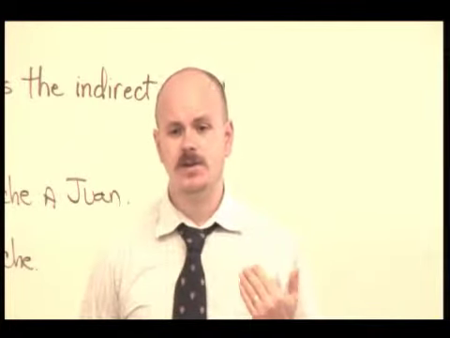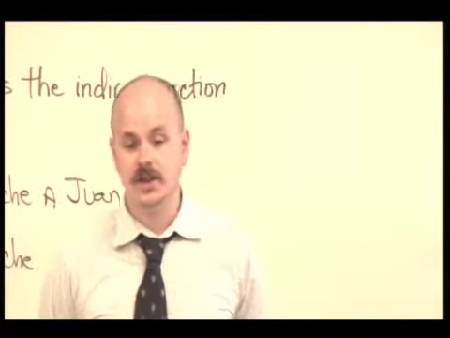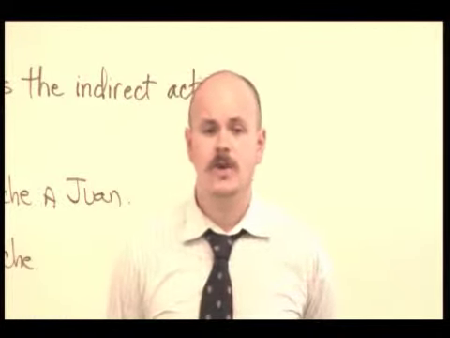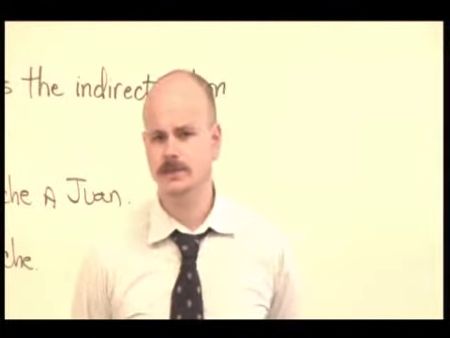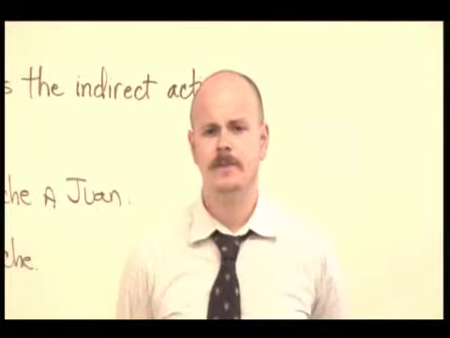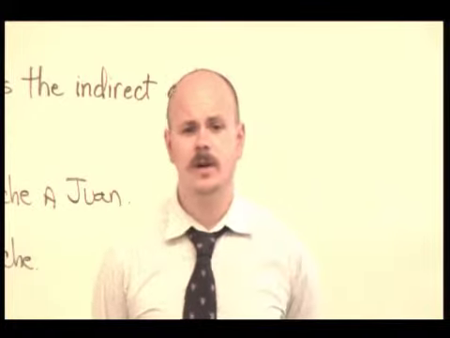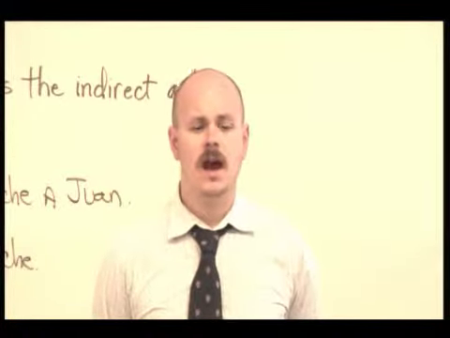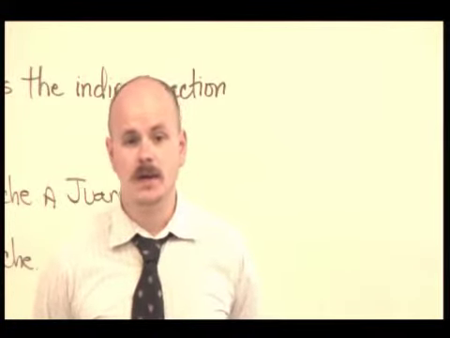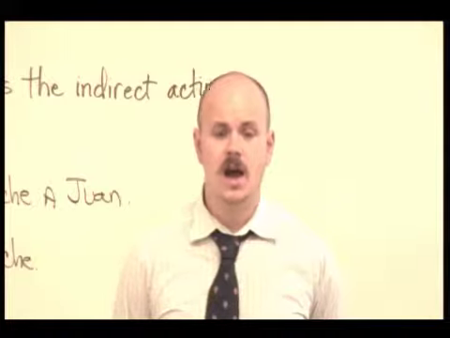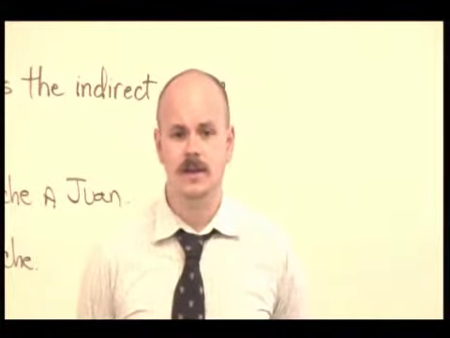If you remember, the a personal was a preposition that we needed to place before direct objects that were people. This was all the way back in chapter 4 or something along those lines. So direct objects were things that received the direct action of the verb. For instance, if I were to say, I eat the pizza, the pizza would be the direct object. The direct object would also be a person. If I had a sentence such as, I call Jonathan, Jonathan is the direct object in that sentence.